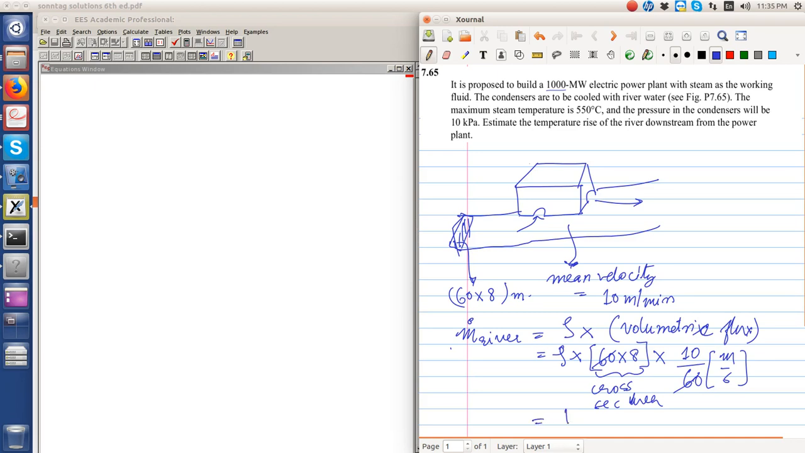Okay, so the density of water is 10 raised to 3 kg per meter cubed. So m dot river is equal to 8 into 10 raised to 4 kg per second. So let me just quickly rub this off.